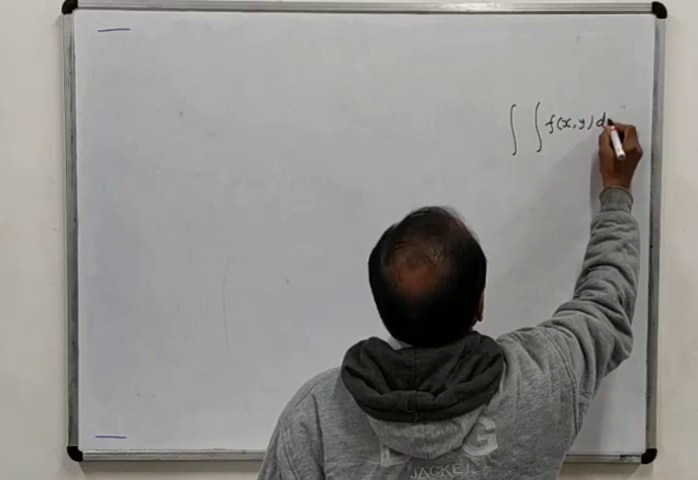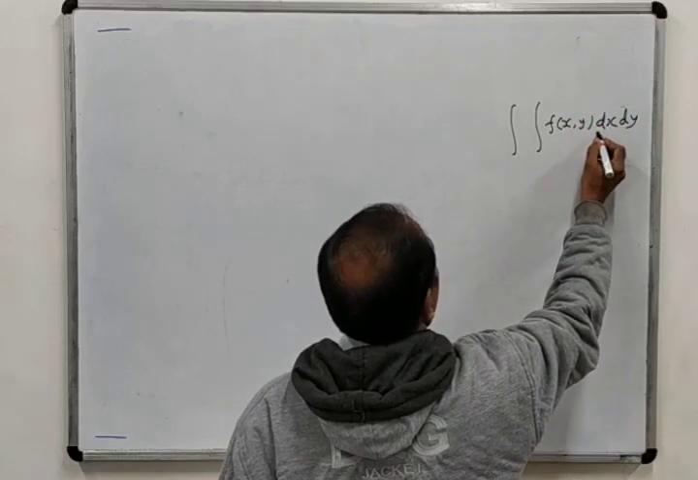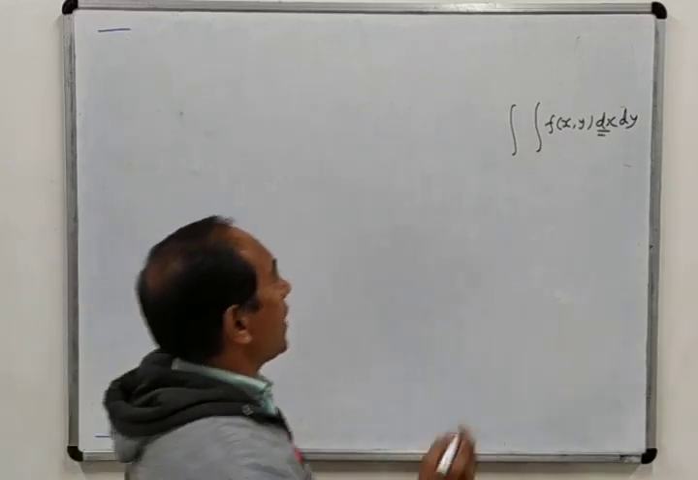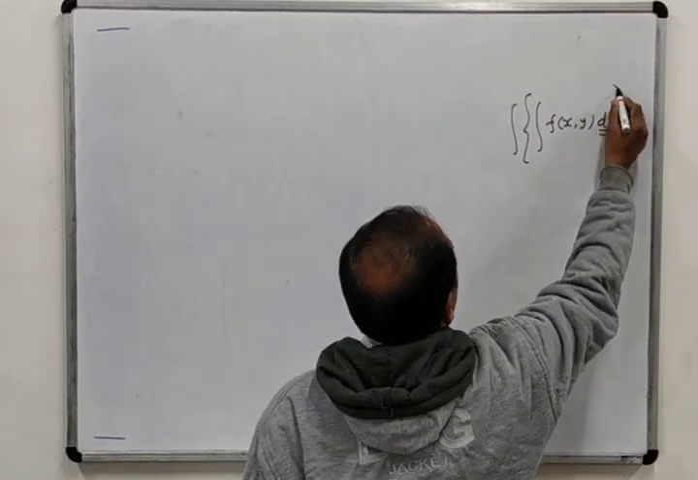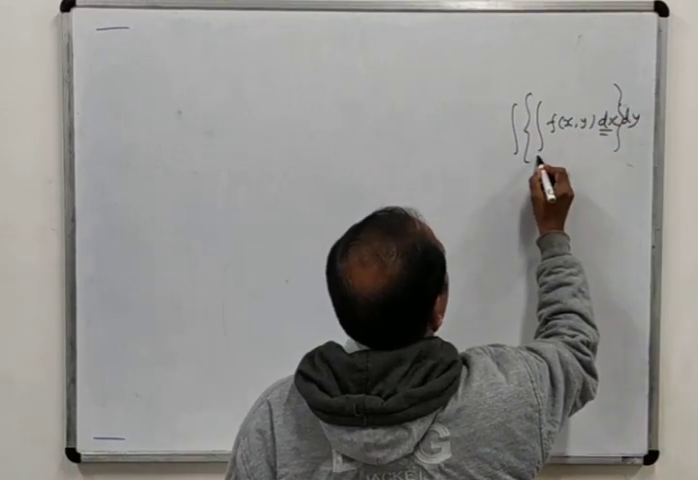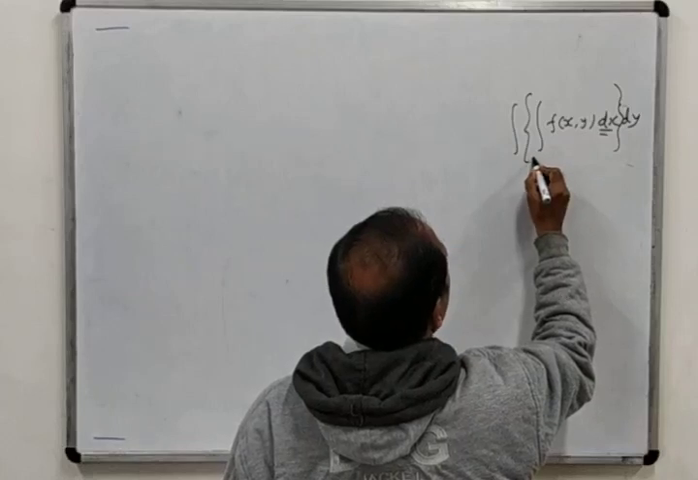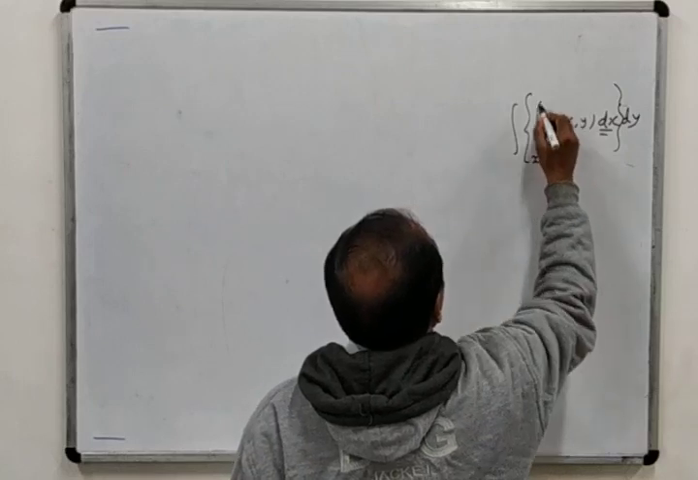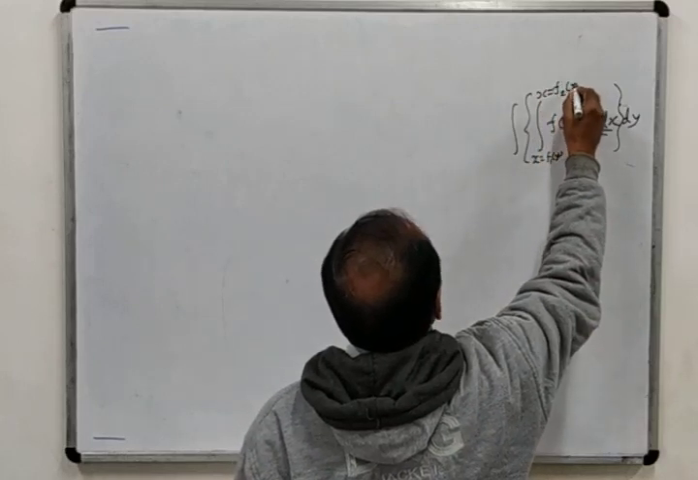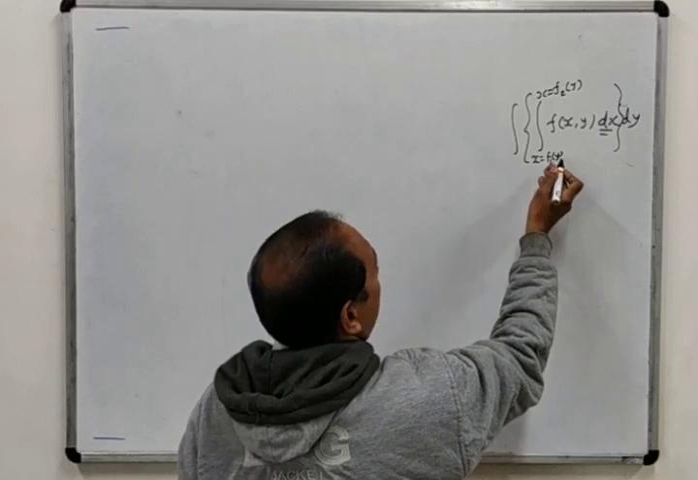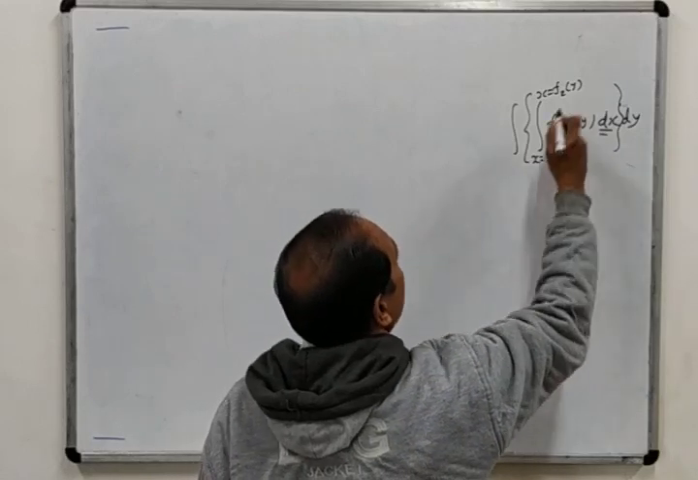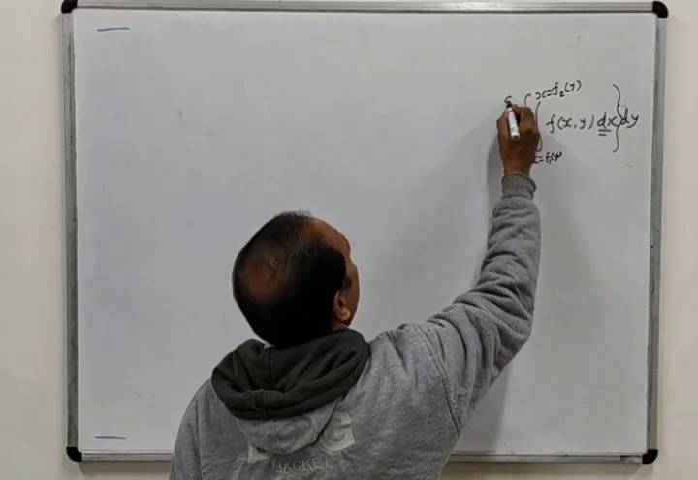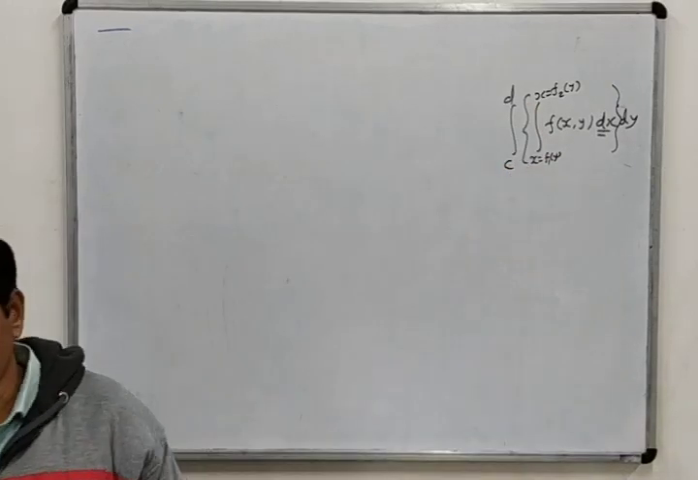If we are given this kind of double integration, then we have to integrate it first with respect to x or first with respect to y. That we can determine from the limits of the integration. If these are the limits, x equal to f1(y) to x equal to f2(y), then we integrate with respect to x first, and then finally we integrate with respect to y. And we know that the limits of the outer integral are always constants.